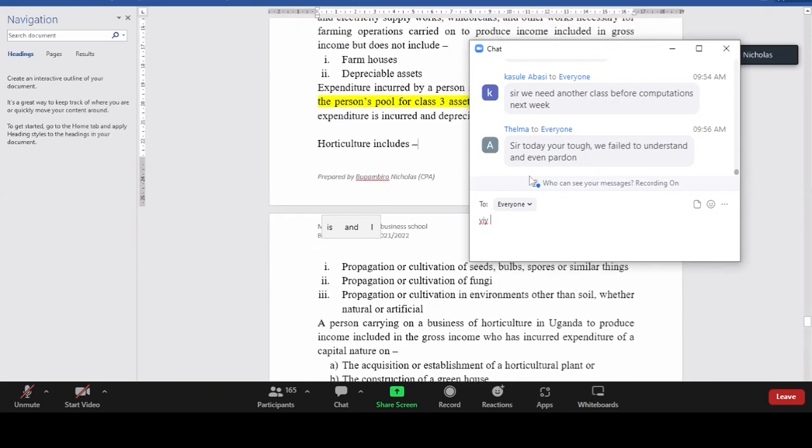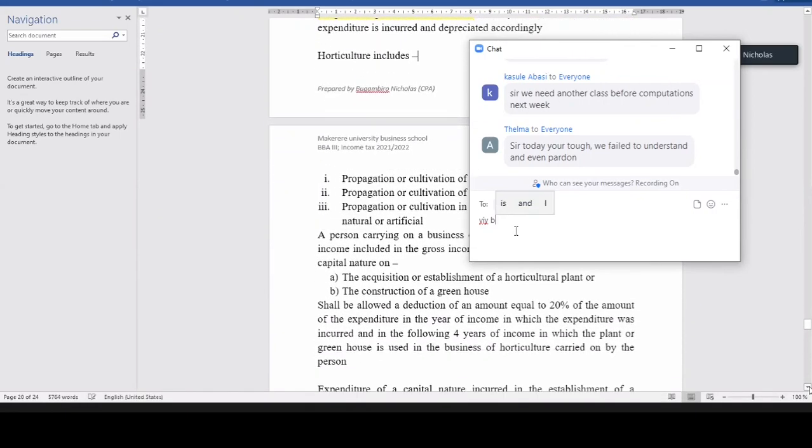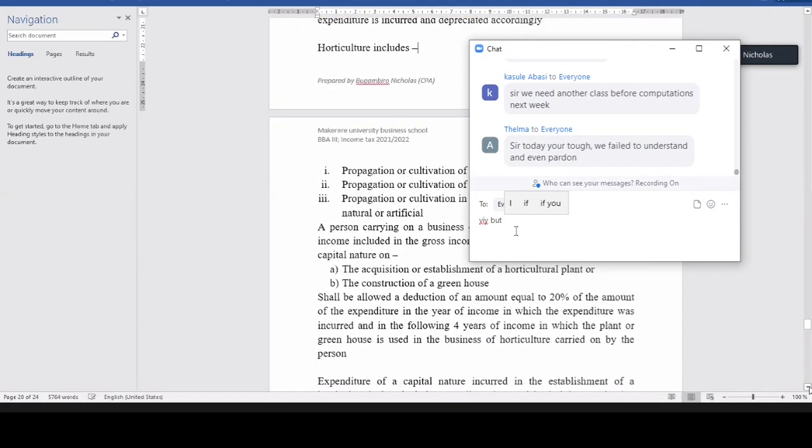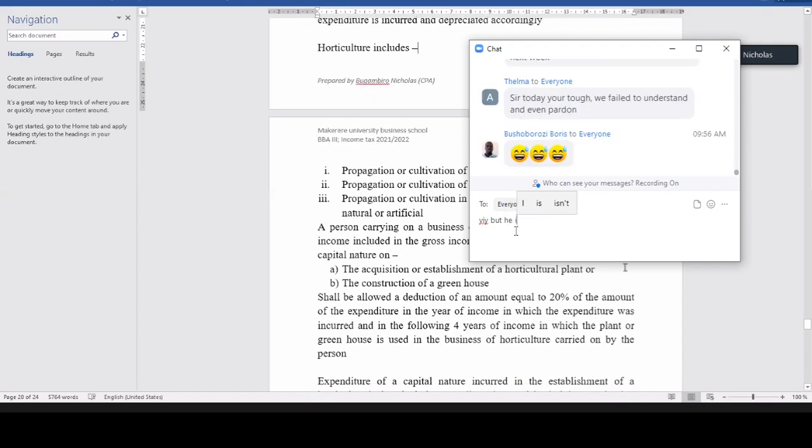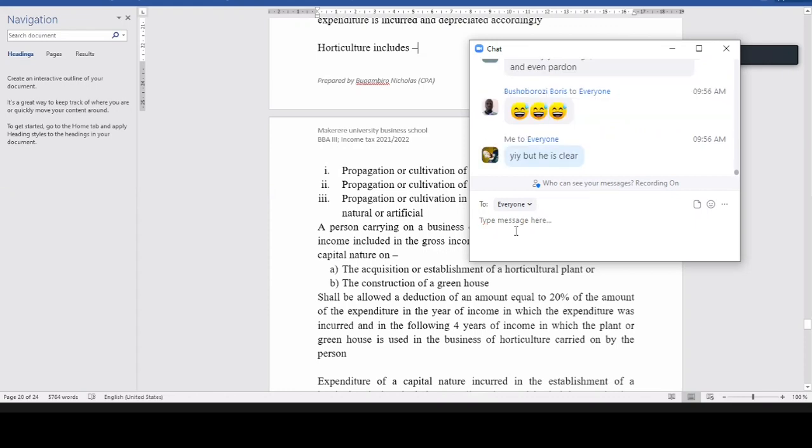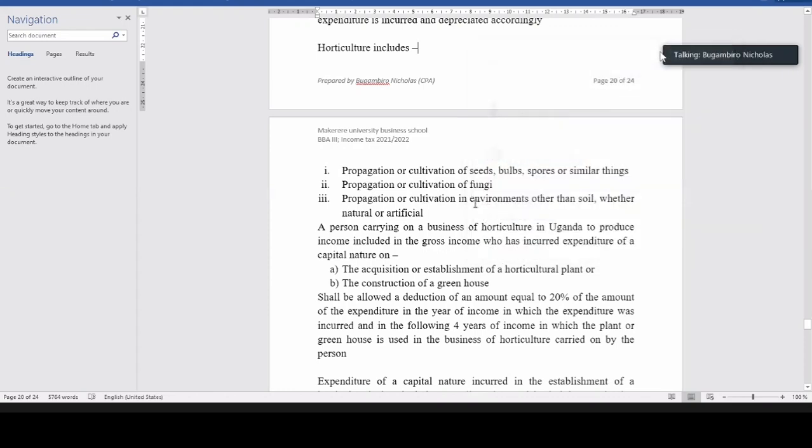So they now tell us, what do we mean by horticulture? Horticulture includes propagation or cultivation of seeds, bulbs, spores, similar things, propagation, cultivation of fungi, propagation, cultivation in an environment other than soil, whether natural or artificial.